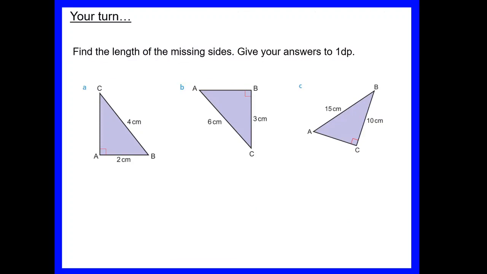There you are then. So you've got 3 similar questions there. You need to find the length of the missing side. Remember, if it's a short side, it doesn't matter whether you call it A or B, as long as we know that the hypotenuse of the diagonal is C.